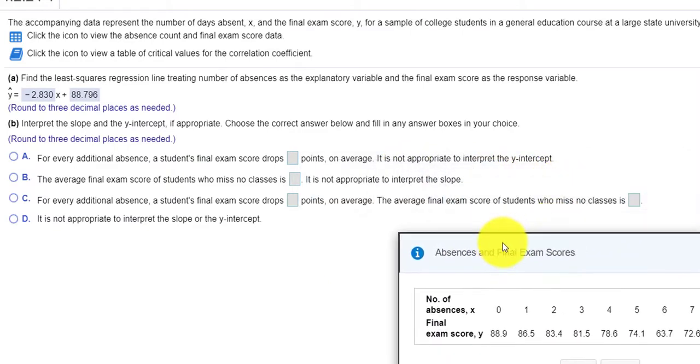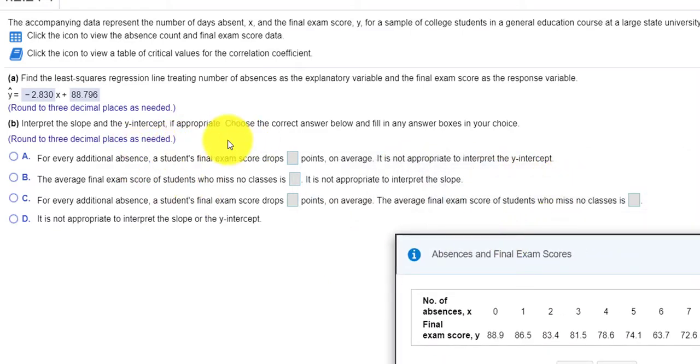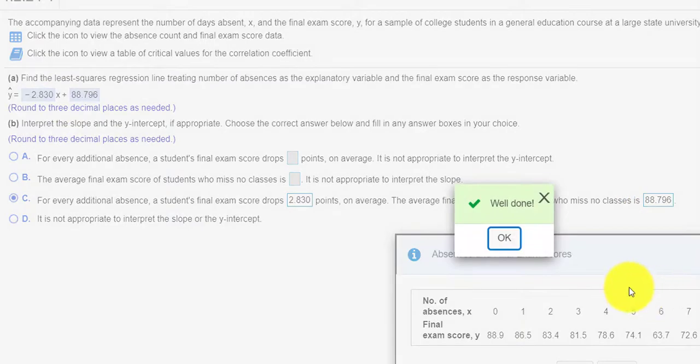Next, it says interpret the slope and y-intercept if appropriate. So I'm thinking for every additional absence, a student's exam score drops by 2.830 points. The average for someone who misses no classes, so I'd substitute a 0 in for X, and I'm left with this 88.796. Check answer, we get the well done.